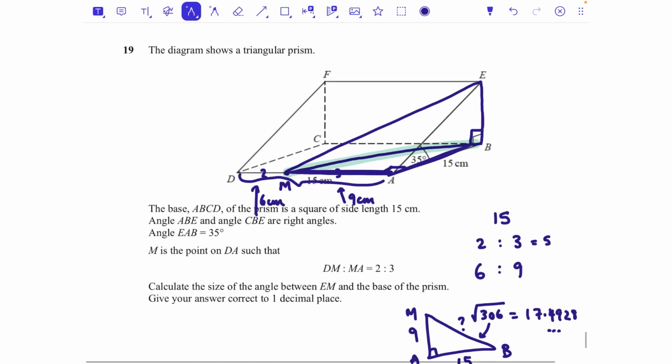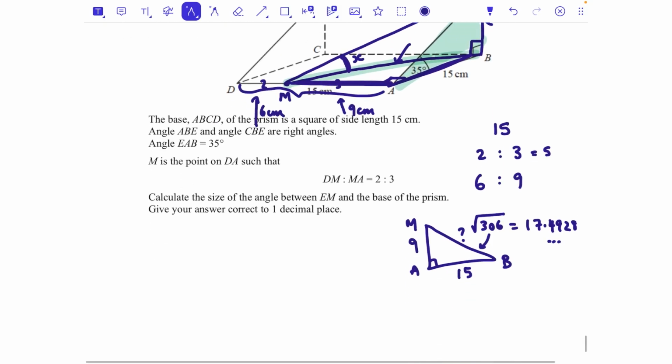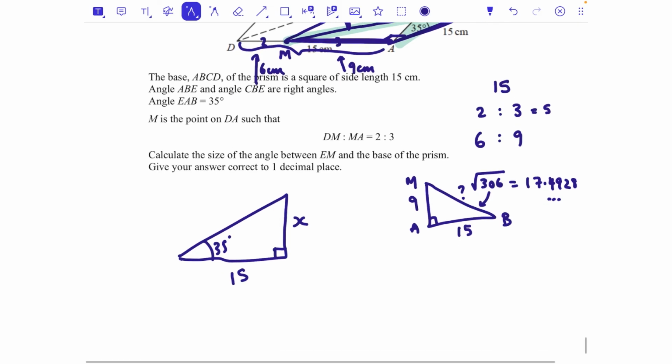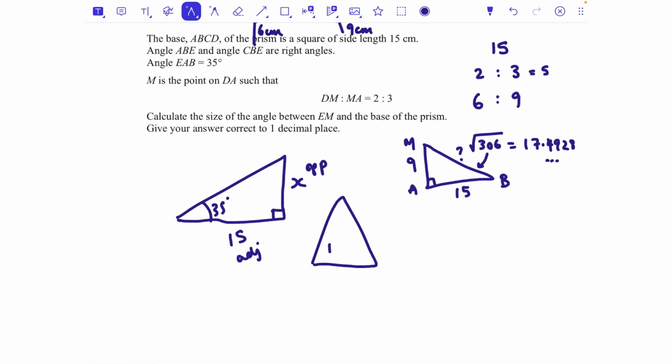Now, the other side I can get, remember I want this angle. So to be able to work out that angle, I need two sides in that right angled triangle. I now know this side, and the next one I can get is this one over here by looking at the right angled triangle here on the end. So if I draw that out, I know that this is 35 degrees, this is 15, and we can get this side by using SOHCAHTOA. That is your opposite, and we have the adjacent.